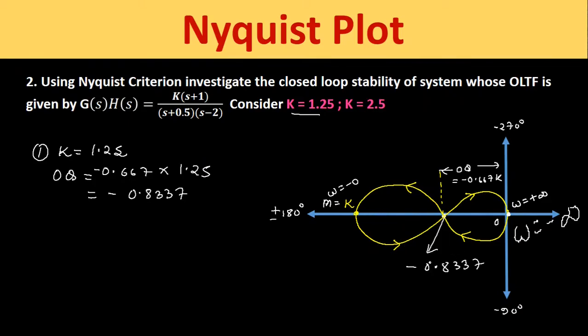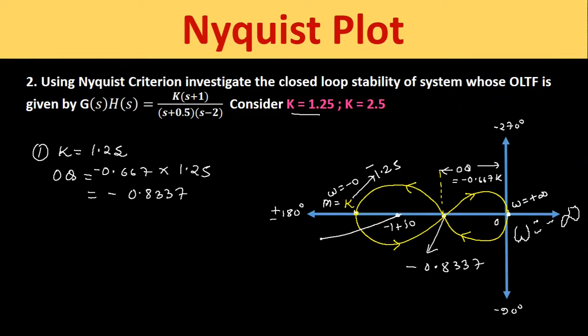So since here minus 0.8337 is there, our critical point will lie after this value, and this value will be 1.25. That means between this 1.25 and minus of 0.8337 our critical point will lie. This will be minus of 1.25. Here we will place minus 1 plus j0. Now we have to find out the number of encirclements which this Nyquist plot is making with this critical point.